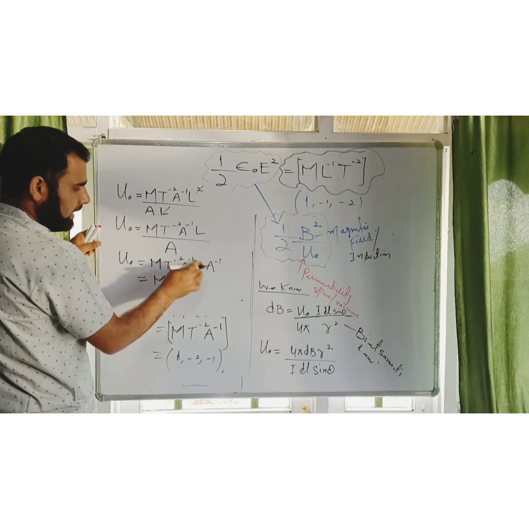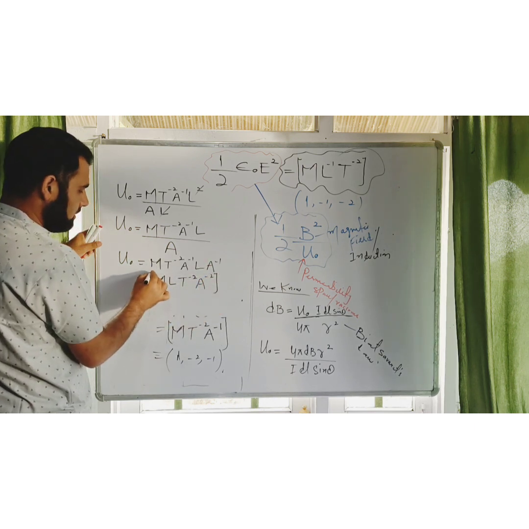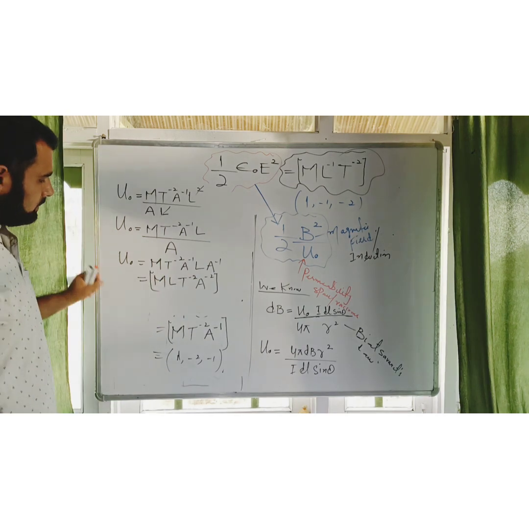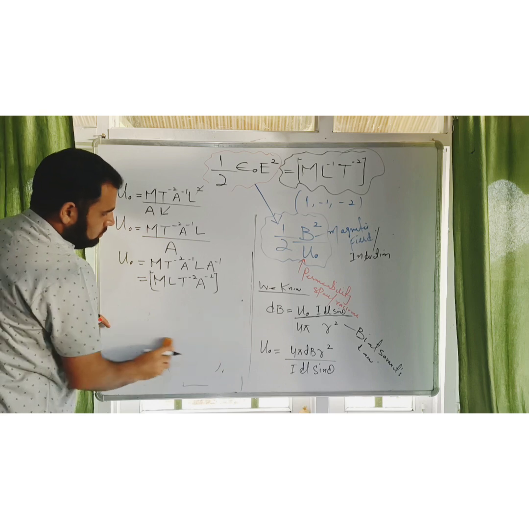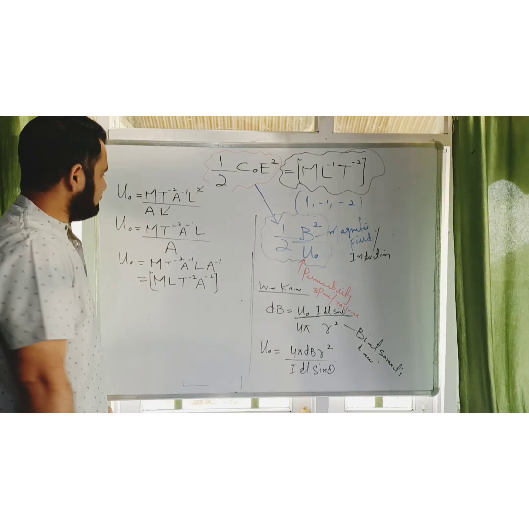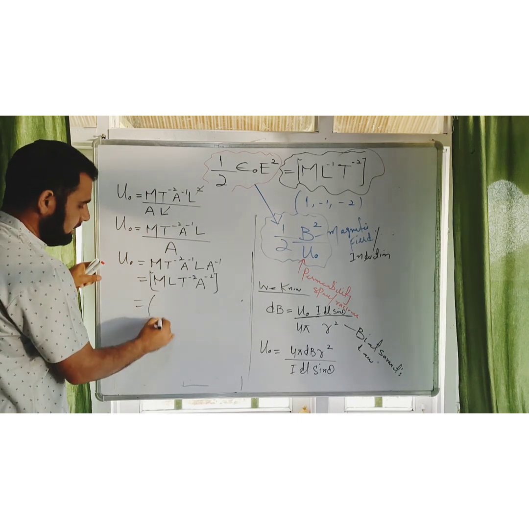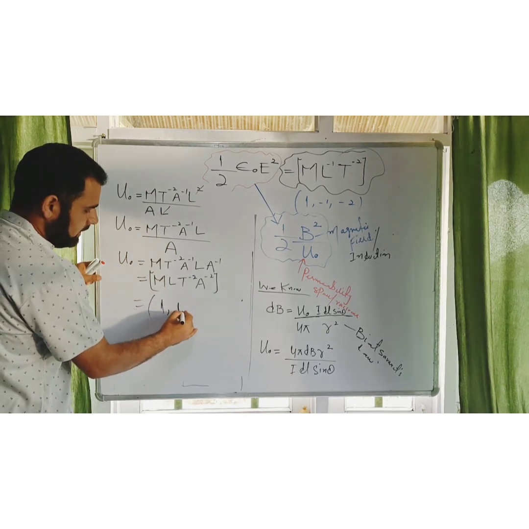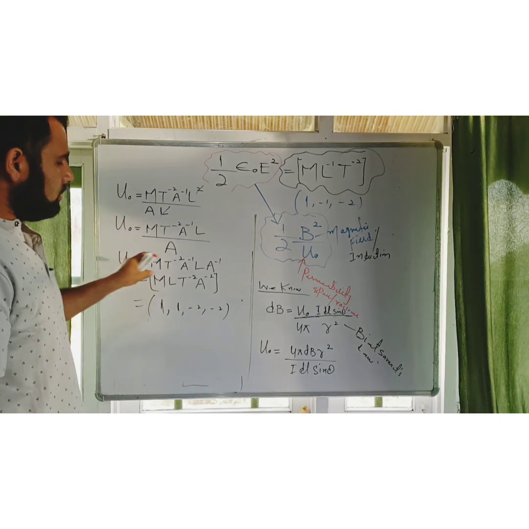Now A raised power minus 1 times A raised power minus 1 gives A raised power minus 2. So this is the dimensional formula of permeability of vacuum: M L T minus 2 A raised power minus 2. Its dimensions are simply 1, 1, minus 2, minus 2.